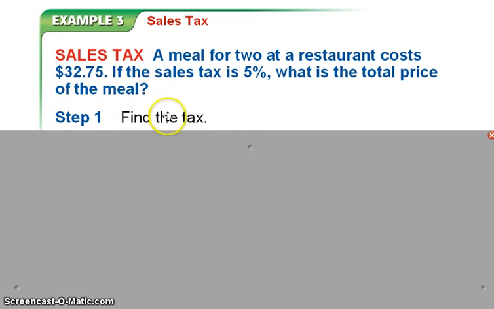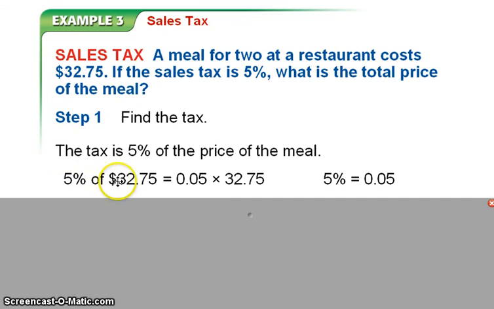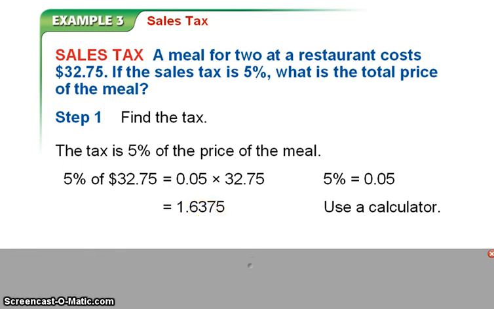The first thing you have to do is find the amount of tax, okay? So what they're doing is they're taking 5% of $32.75. So we're going to take 5% of $32.75, which means 0.05. We got to change that percent to a decimal, times the cost of the meal. And what we find is that tax is $1.64. We're going to round up to the nearest cent. Okay.